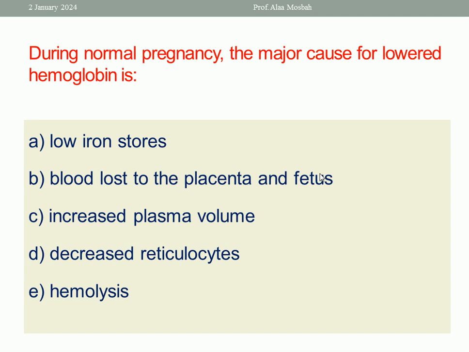The one best response here is C, increased plasma volume. And this is physiological changes during the pregnancy, physiological anemia. There is increase in the plasma volume.